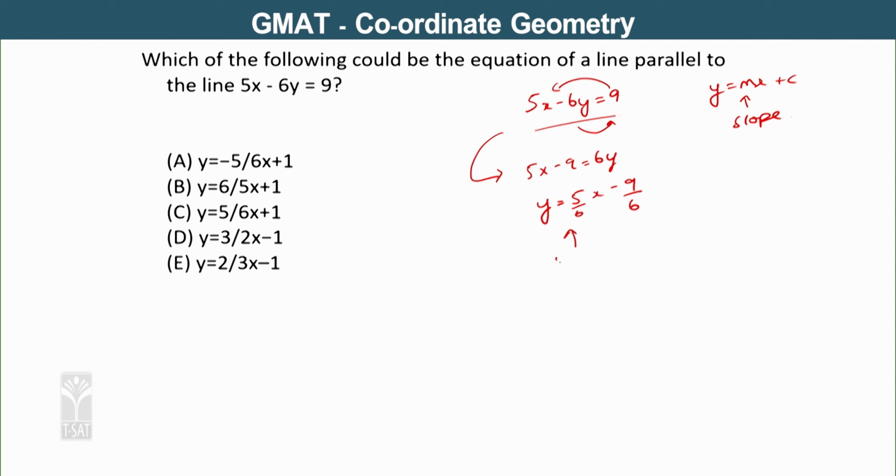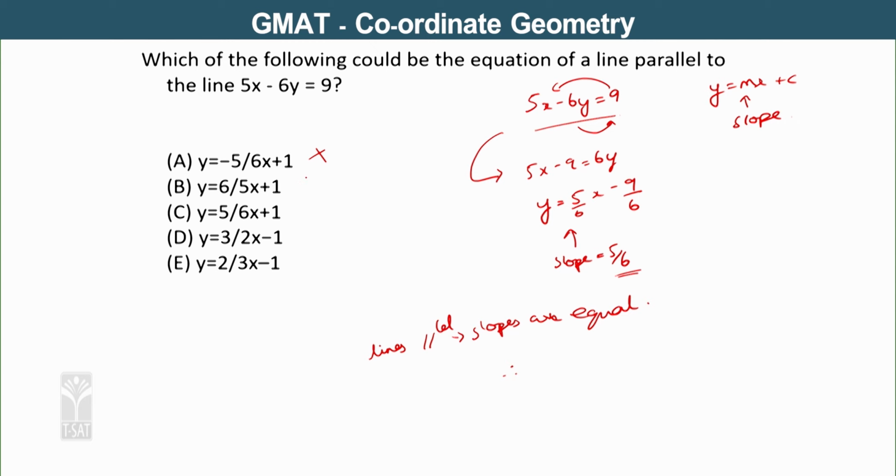So, here our slope is what? Our slope is equal to 5 by 6. They are asking us the equation of a line that is parallel to this line. When lines are parallel, slopes are equal. Therefore, we will have to check where the slope of this new line is 5 by 6. First option is y equals minus 5 by 6 x plus 1. So, here the slope is minus 5 by 6, which is not equal to the slope of our given line.